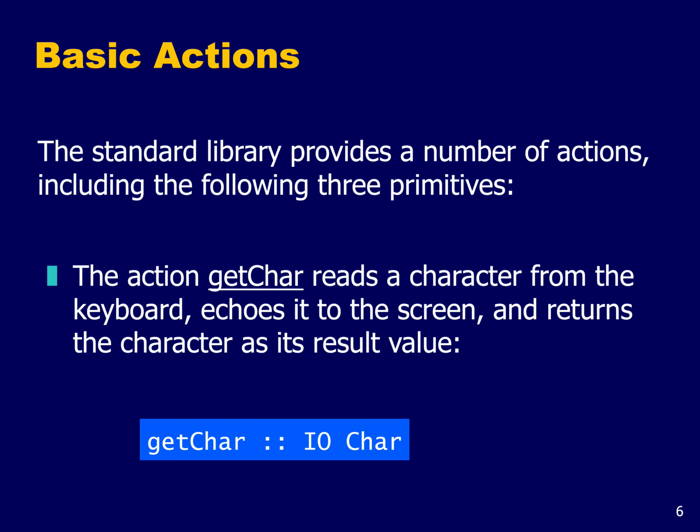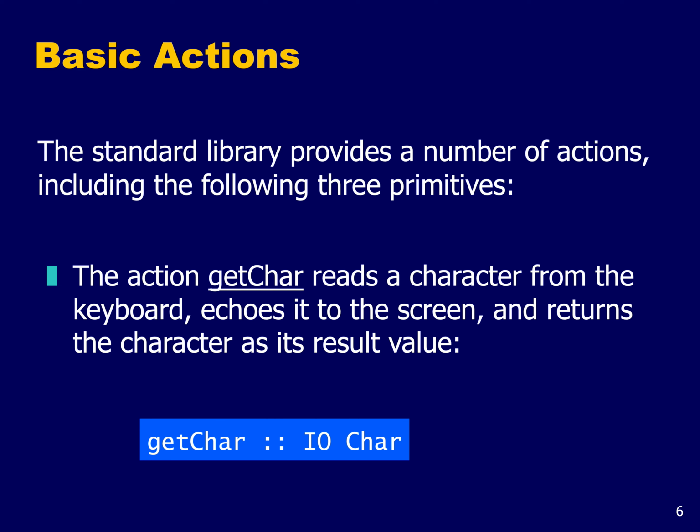So now that we've seen the IO type, we need to think, how do we actually write interactive programs using this? And what Haskell provides us with is a number of basic actions or basic building blocks which we can use or combine to write interactive programs in a simple way. So the standard library provides us with a number of actions, including the following three primitives. The first one of these is very, very simple.